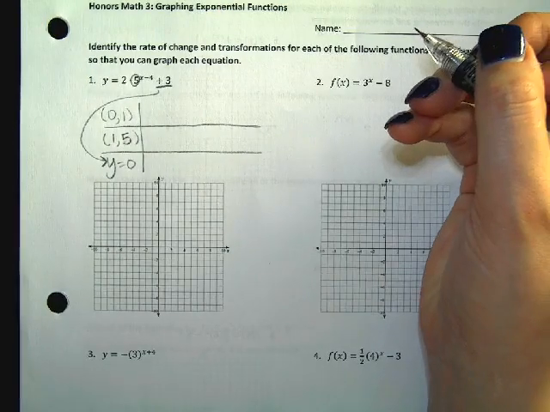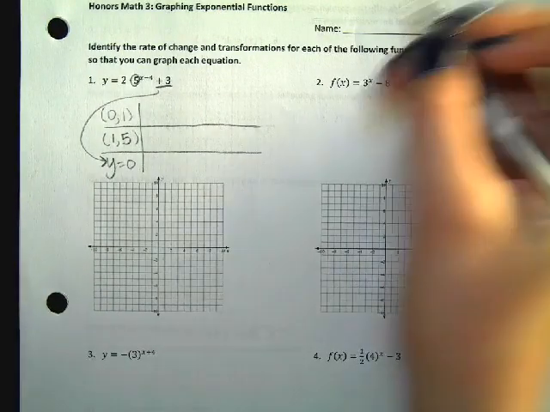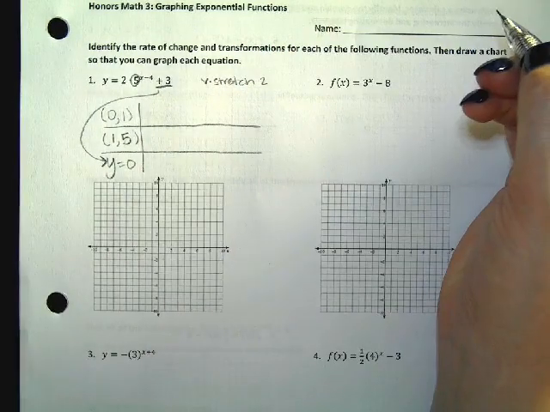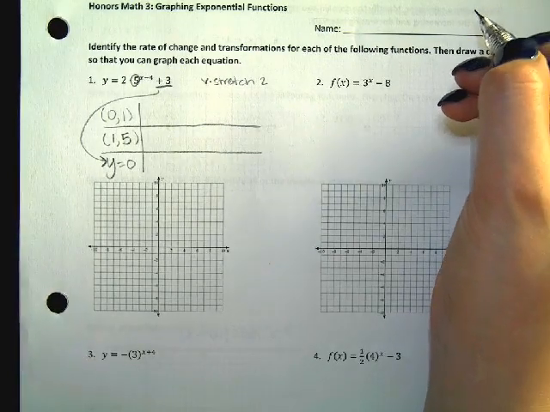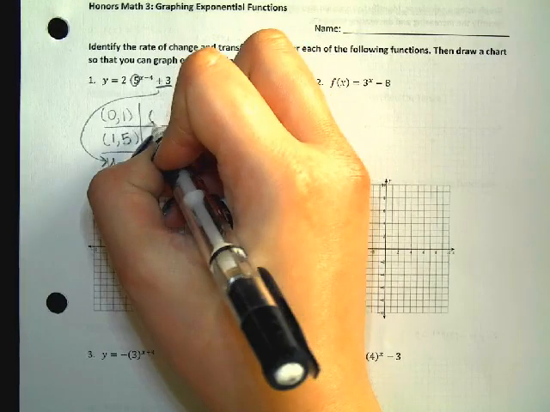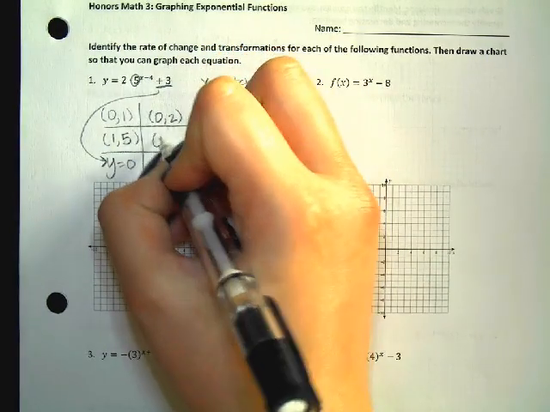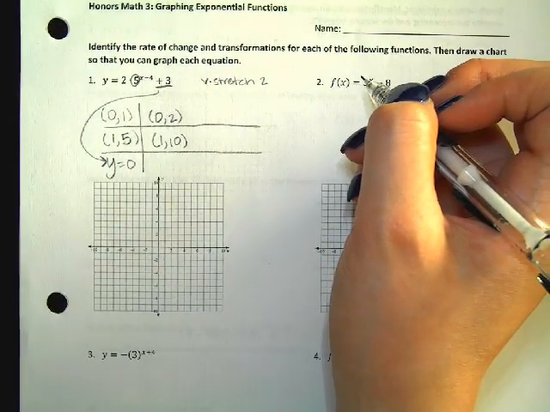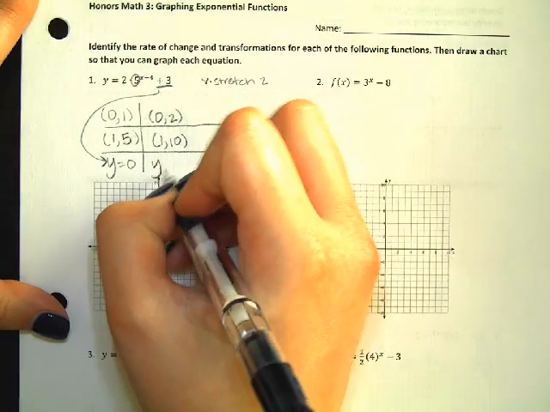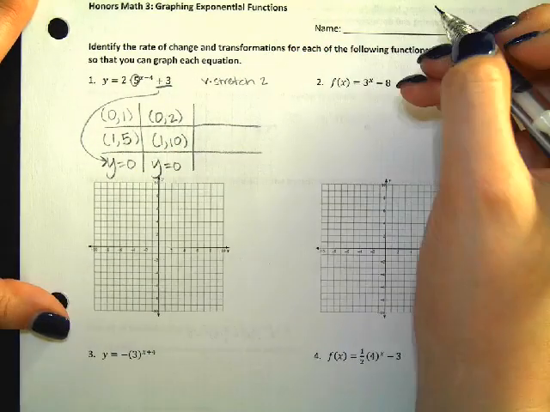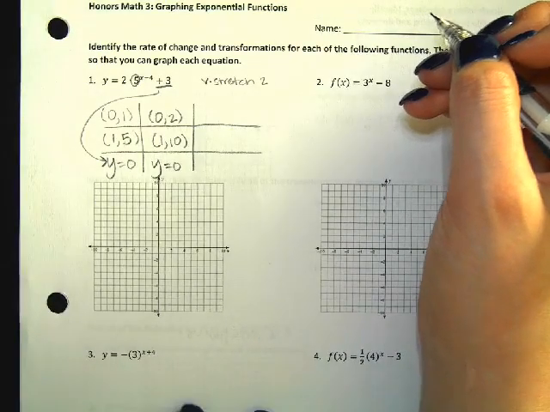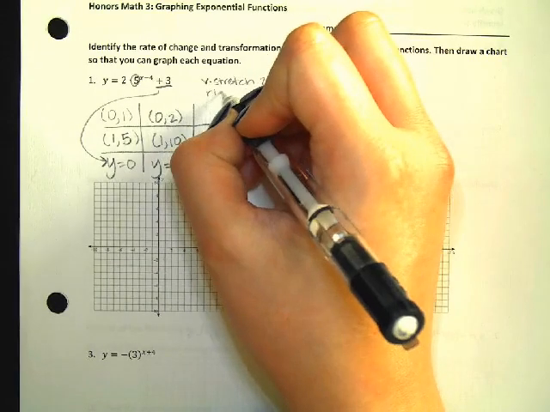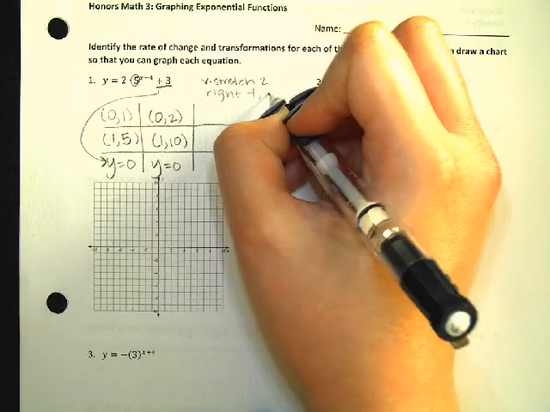All right, so what is another transformation we have? Stretch of 2. So vertical stretch of 2. What do we do to the points? Multiply the y coordinate. Okay, so that's going to be (0, 2), (1, 10). If you take a horizontal line and you stretch it by 2, does it change? No, it's just a line. It changes when you shift up and down. All right, what's the next transformation? Right 4, up 3.